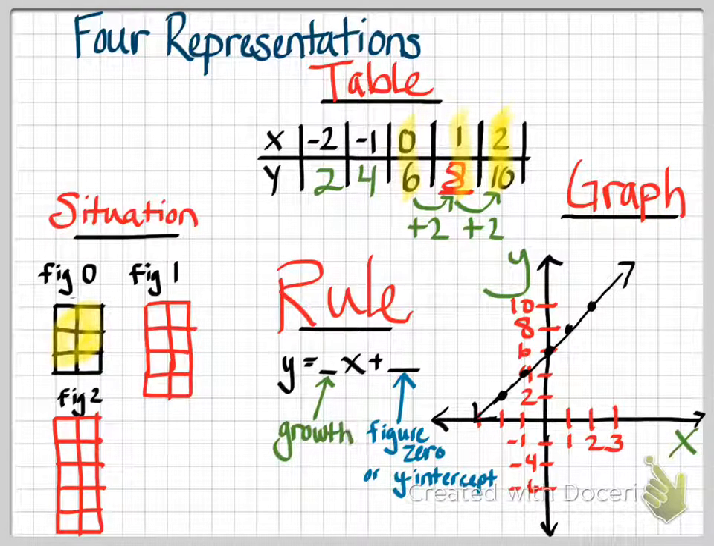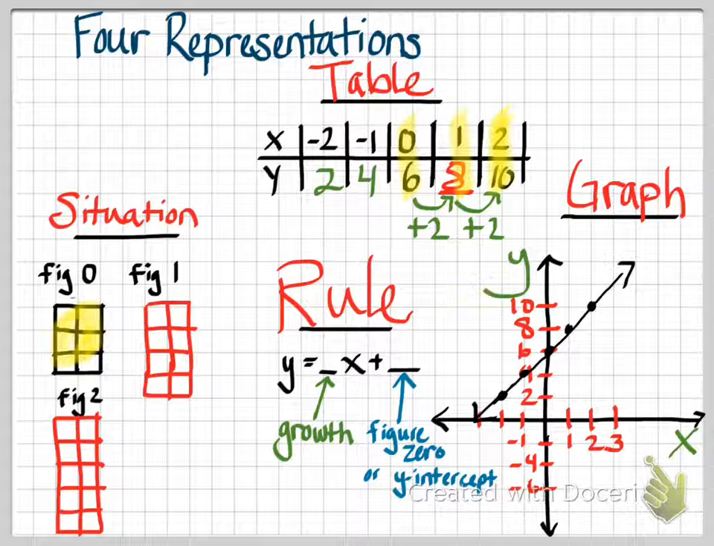The second number that goes in front of x is always your growth. It's how much the tile pattern is growing by, or maybe we talk about bank accounts, it's how much your bank account is growing by. So what we have to do is look at these 3 representations we already have and try to figure out these numbers. So let's take a look first at the growth.